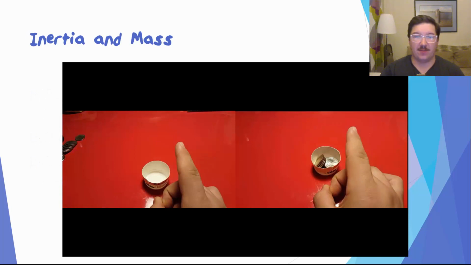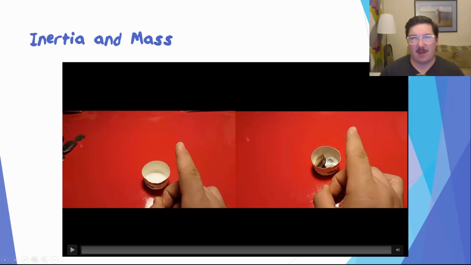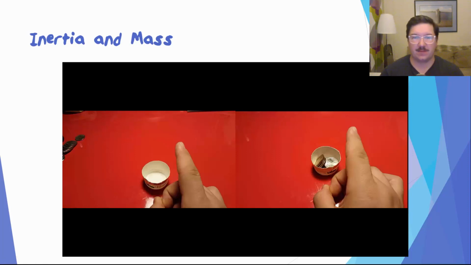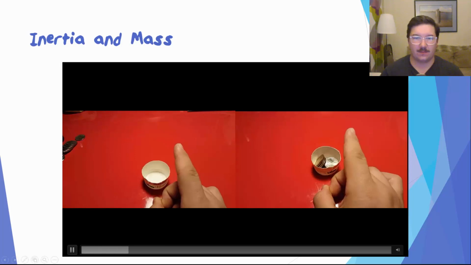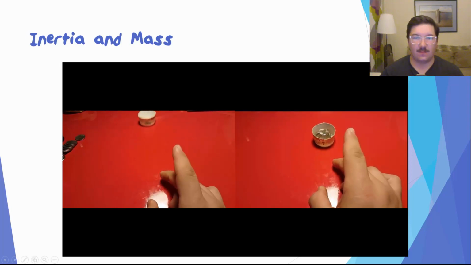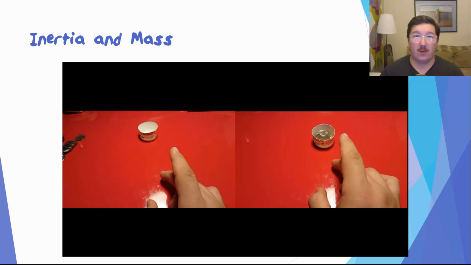Here's a video I took of me flicking a paper cup. On the left, the cup is empty. On the right, the cup is full of quarters. Each time I flicked them with basically the same amount of force. The cup on the right, which is much more massive than the cup on the left, resists a change in its motion a lot more. Right? The cup on the right has more inertia than the cup on the left. The cup on the left, being so light, is very easy to change its state of motion, or in this case, its state of rest.